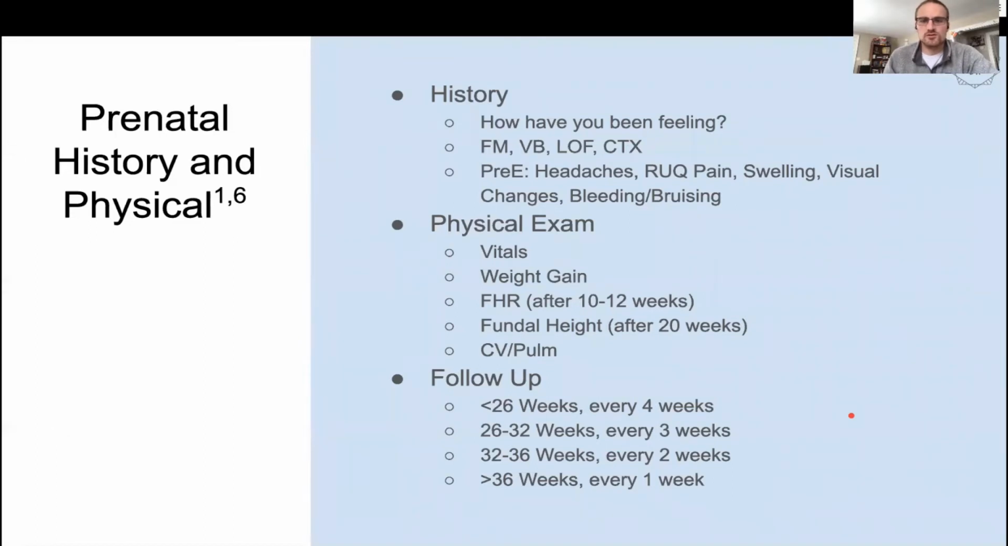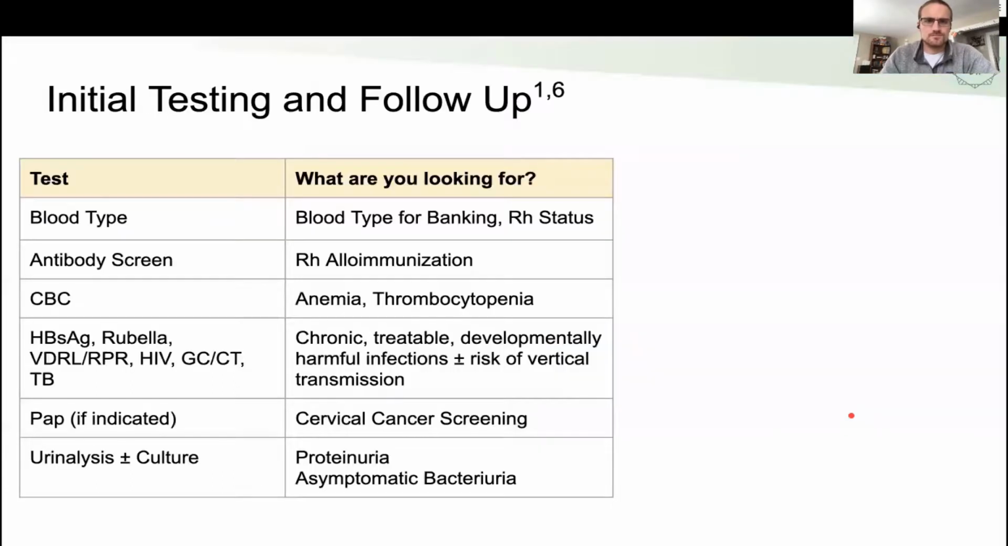On the physical exam, you're going to do vitals, weight gain, heart rate, and fundal height after 20 weeks. Before that, it's not really an estimate. After that, it should basically correspond to the weeks: 20 weeks, 20 centimeters; 30 weeks, 30 centimeters. That's measured from the pubic symphysis to the top of the fundus. And then you're also going to evaluate cardiovascular and pulmonary features, including edema. And then you have your follow-up, which we'll talk about a little bit more in the next slide.